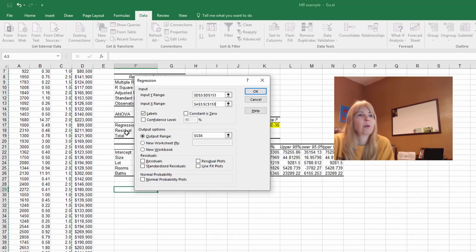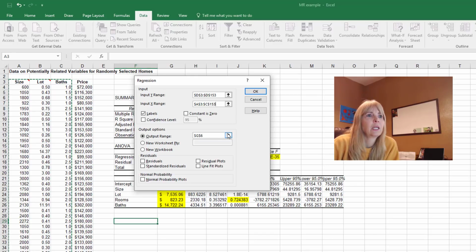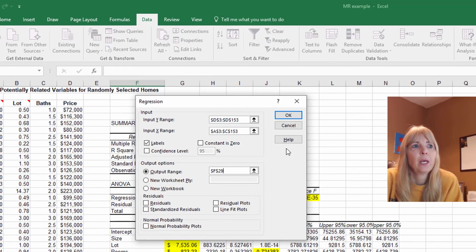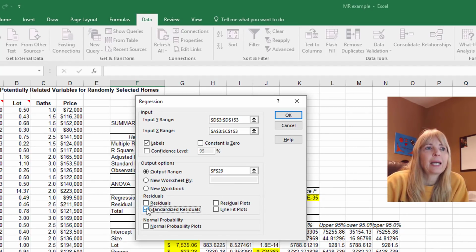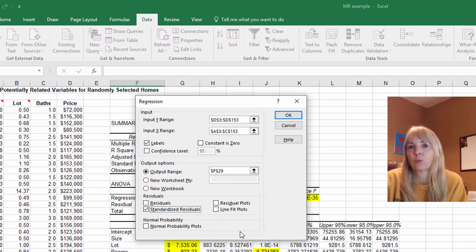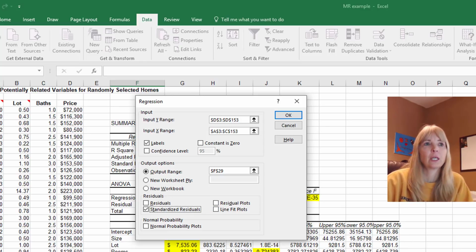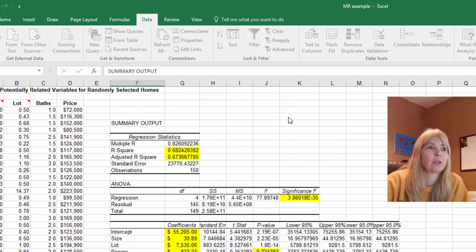All right, and so I still have my labels selected. Let's have a new output range. Let's just put it right below. And in this case, let's actually look at the standardized residuals. In other words, the standardized is we're standardizing to a standard deviation. So we definitely look at something that's more than 3 standard deviations, again, as I mentioned in the introduction video.